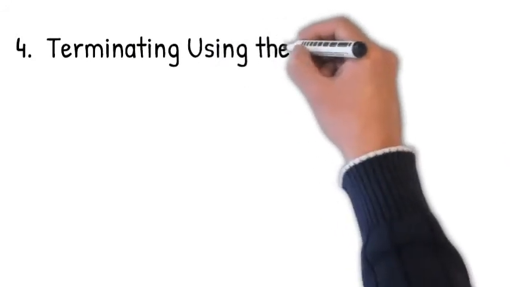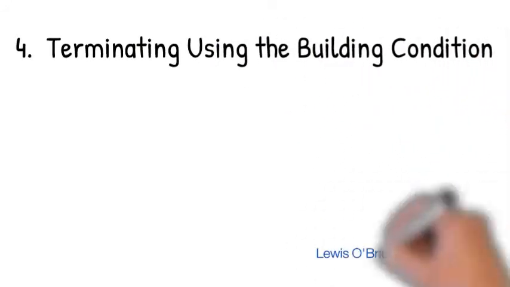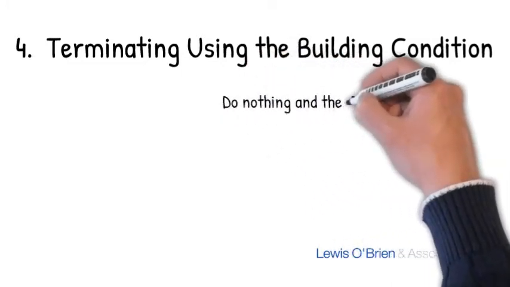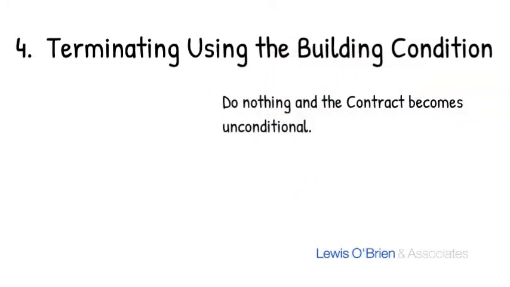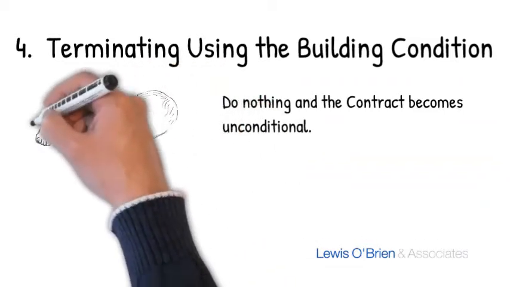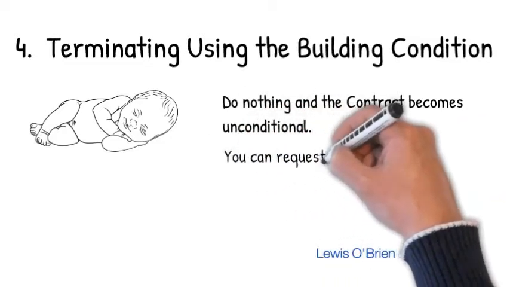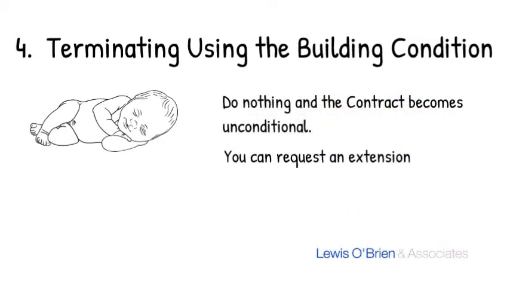If you find yourself in a position where you want to terminate the contract using the building condition, there are a few things to be aware of. Firstly, like the finance condition, if you do nothing, the contract will become unconditional. So if you want to terminate, you actually need to send a notice to the vendor. Time isn't usually an issue, but I guess it's technically possible to request an extension, maybe in circumstances where you're looking to renegotiate the transaction as an alternative to terminating the deal.